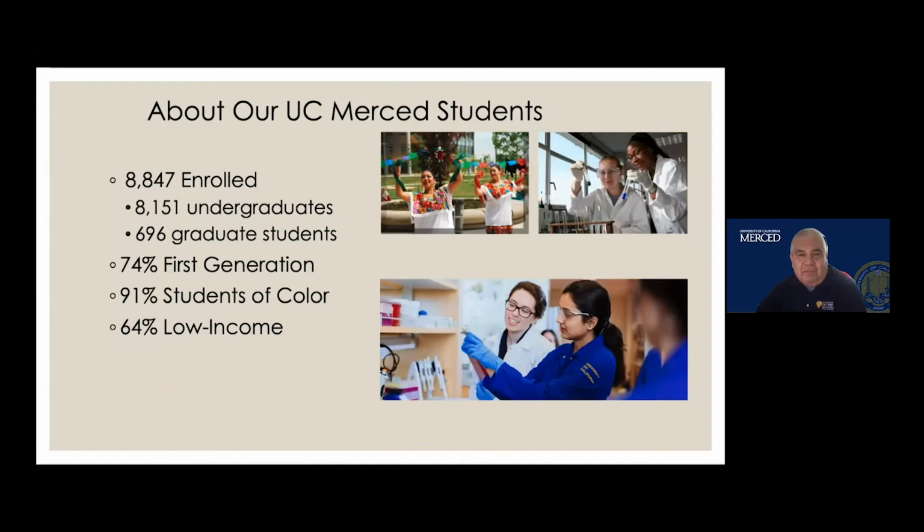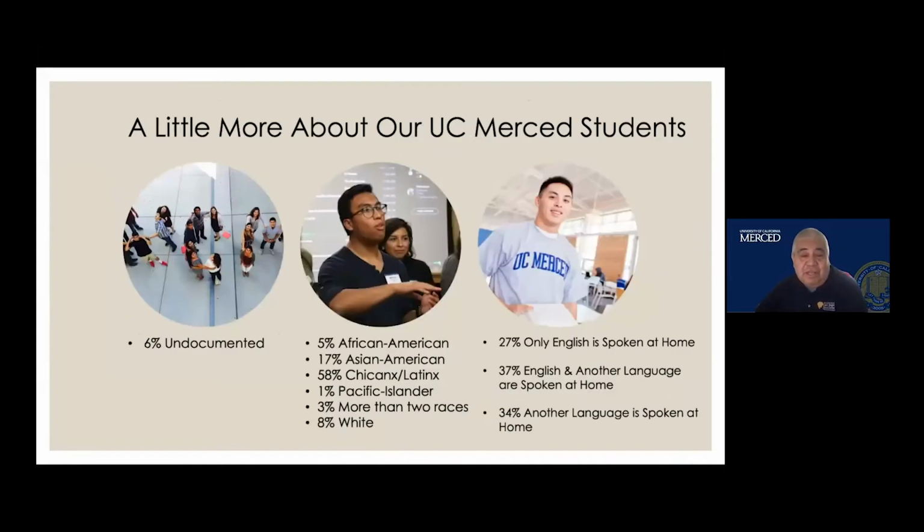Currently, we have over 8,800 students enrolled here at UC Merced, over 8,100 undergraduate students. And our campus is extremely diverse in that 74% of our undergraduate students here are first generation, meaning the first or among the first generation of their families to attend college. 91% of our students are students of color, and 64% of our students are considered low income. 6% of our student population is undocumented. As you can see, our campus is extremely diverse as far as its cultural and ethnic identities, as well as something else in that 67% of our students come from families where English is not the prominent language spoken at home.